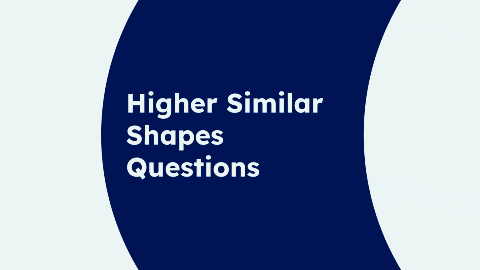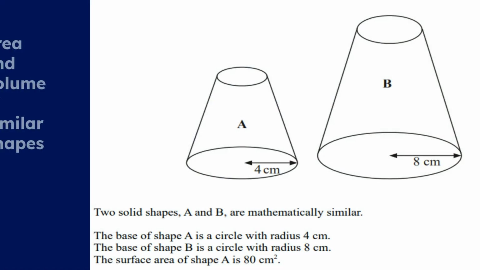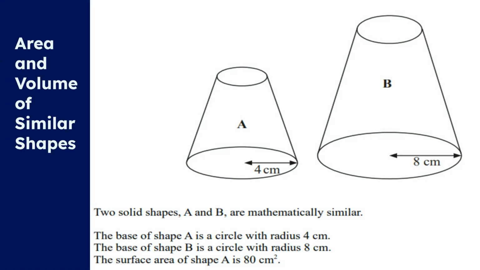The following questions are the type that will be on the higher GCSE. Two solid shapes, A and B, are mathematically similar. The base of shape A is a circle with radius 4 centimeters. The base of shape B is a circle with radius 8 centimeters. The surface area of shape A is 80 square centimeters. Work out the surface area of shape B.